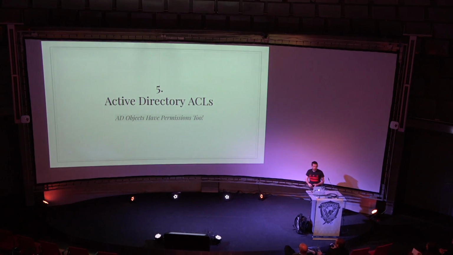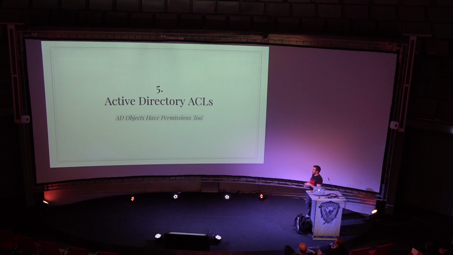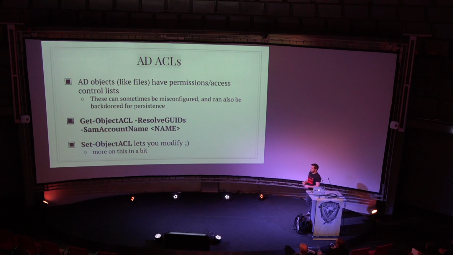Cool. The next section is going to be Active Directory ACLs. Some people know this, but not as many people know it as they should: Active Directory objects have permissions just like files do. These permissions can sometimes be misconfigured, or they can be backdoored for persistence. And what's awesome from an attacker perspective is that most organizations do not look, audit, or alert on any of the permissions on their Active Directory objects.